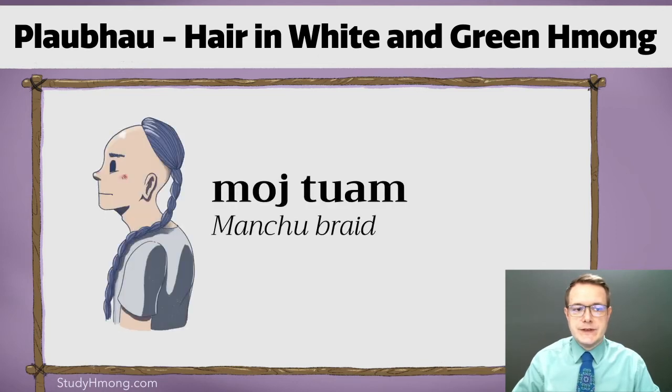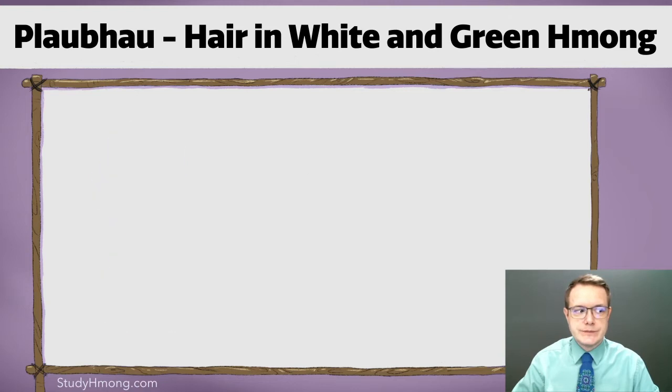There's a word specifically for something maybe in Western culture we don't see a lot, but maybe you've seen in Chinese movies or in a number of places. It's illustrated in the picture here, the Manchu braid. That specific style of hair they call a ma tua. Same in green and white Hmong.